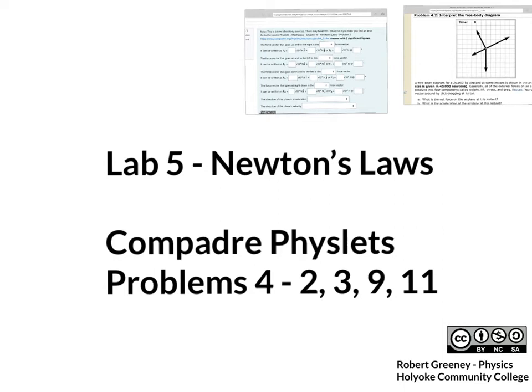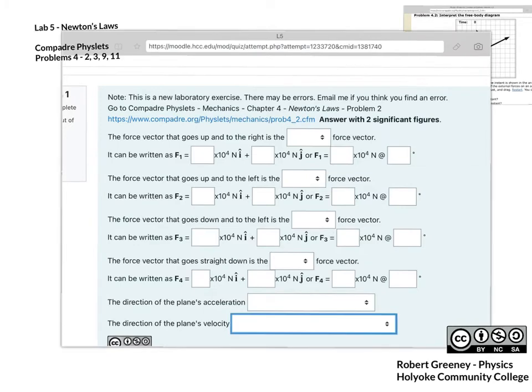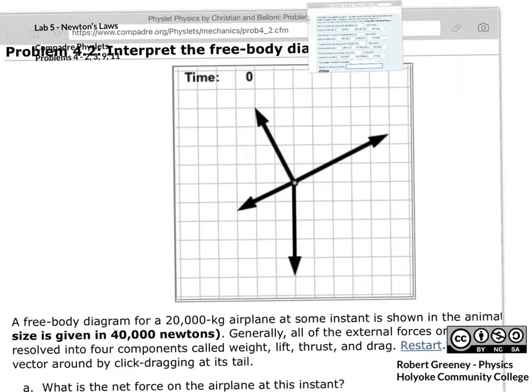Okay, Lab 5. Subject matter is Newton's laws. There are 4 activities based on these 4 Bizlets. Here are the questions that we're trying to answer. And here is problem 4.2, which is the item that we're using in the first problem.